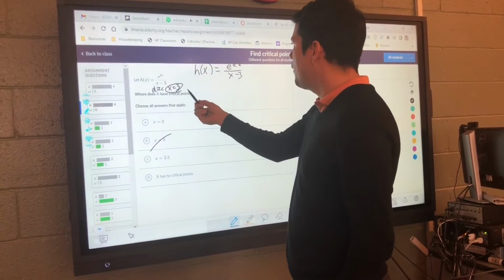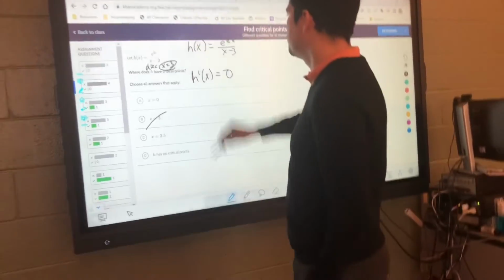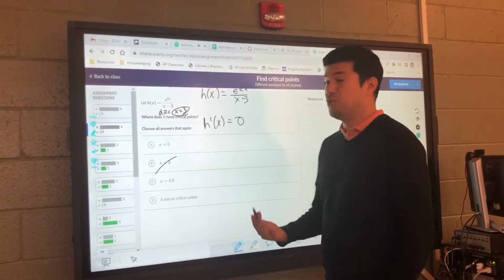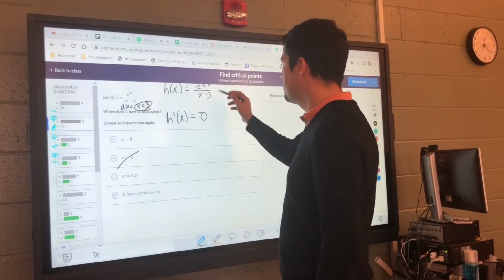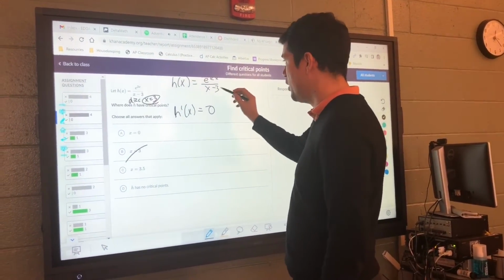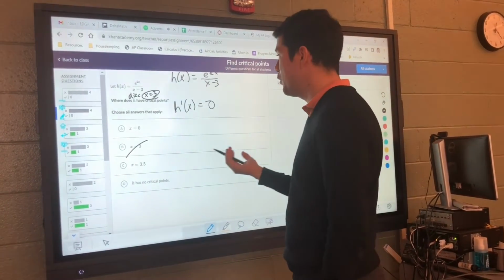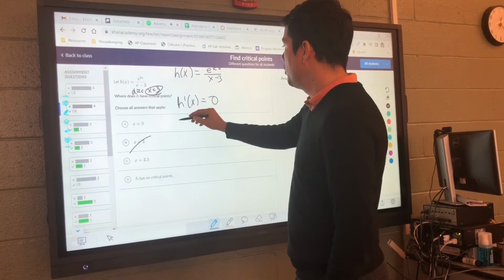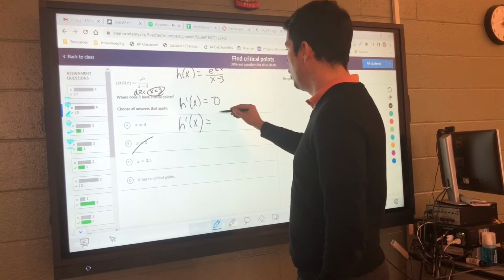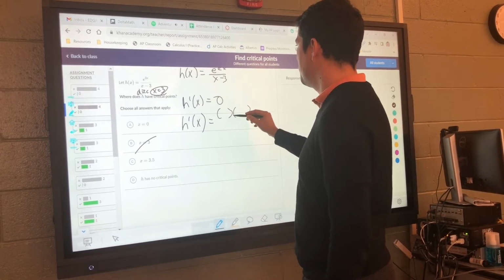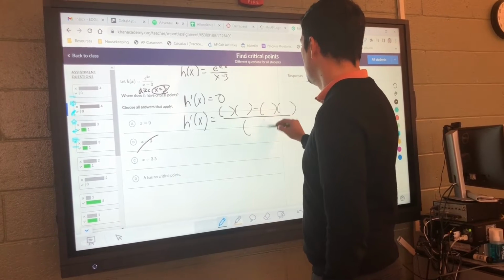So if I want to find a critical point, I'm really looking for where h prime of x is equal to 0. Where's the derivative equal to 0? In order to find that, I need to actually know the derivative. So what is the derivative of this function? This function is a quotient, so I'm going to apply the quotient rule to differentiate it. So here we go. The derivative of h of x is going to be, we say, low times the derivative, low d high minus high d low over low squared.